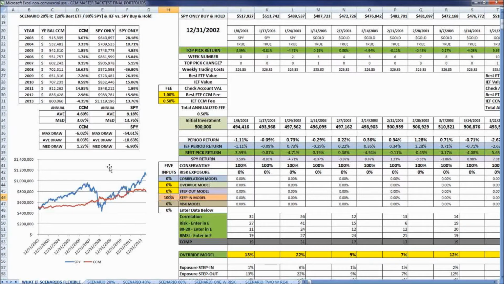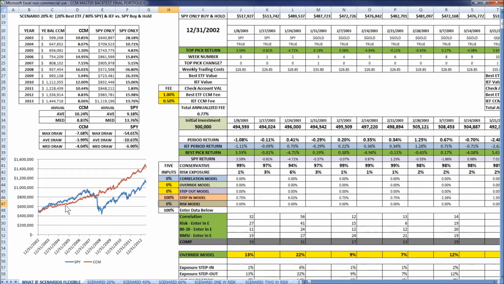Now I'm going to a full master model weighting using only the step-in model. You can see the long-term results for the step-in model outperform SPY hold significantly. The average annual return for the step-in model is 10%, SPY is 9%, but this is the big difference risk-wise. On a risk-adjusted basis, this number blows away this number. Why? The maximum drawdown for SPY over the period is 55% roughly, and the maximum drawdown if you followed the step-in model in isolation was roughly 7 to 8%.